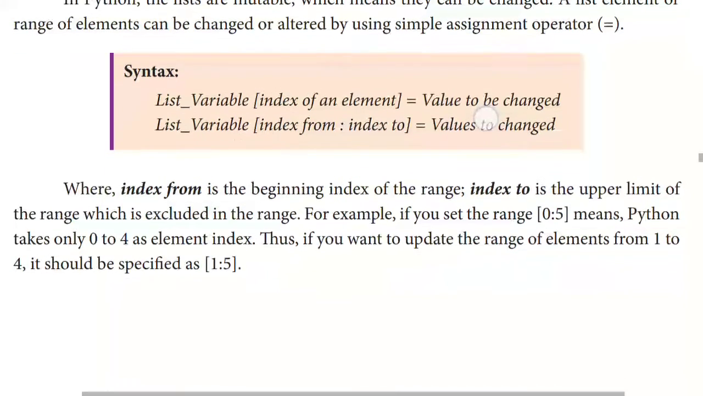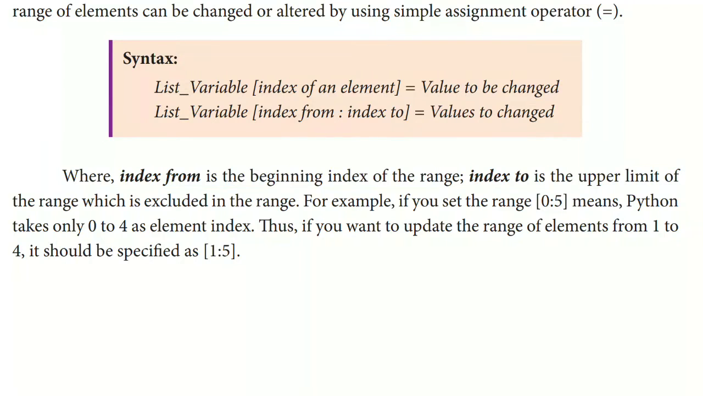Index from is the beginning index of the range, and index to is the upper limit of the range, which is excluded from the range. For example, if you set the range 0 to 5, Python takes from 0 to 4. Not only here, in Python, whatever the loop or range, from lower limit to upper limit, Python will eliminate the last element. So if you give the range from 0 to 5, the fifth element will be eliminated. It will take only from 0 to 4. Thus, if you want to update the range from element 1 to 4, you should specify from 1 to 5.